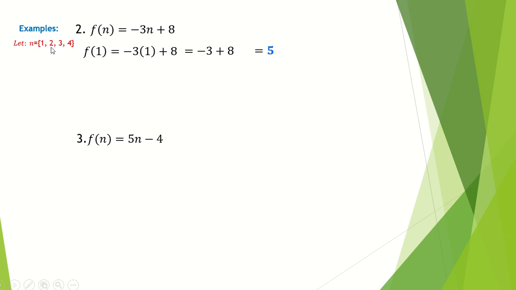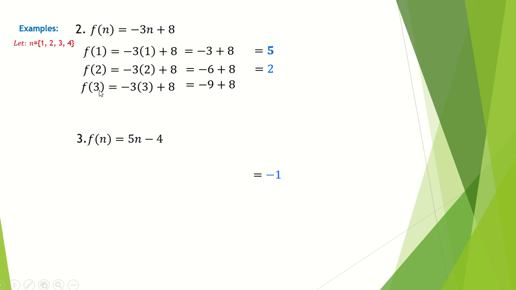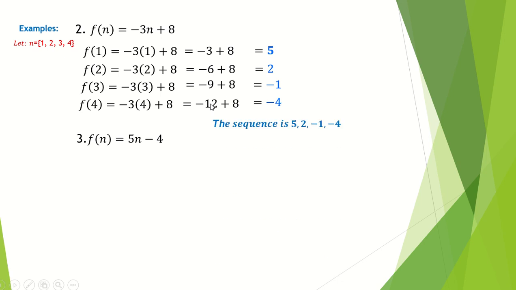For the second term, replace n with 2, and your second term now is 2. For the third term, replace n with 3, and the third term is negative 1. For the fourth term, substitute 4 to every n in the functional relation, you will get negative 4. Therefore, the sequence is 5, 2, negative 1, negative 4.